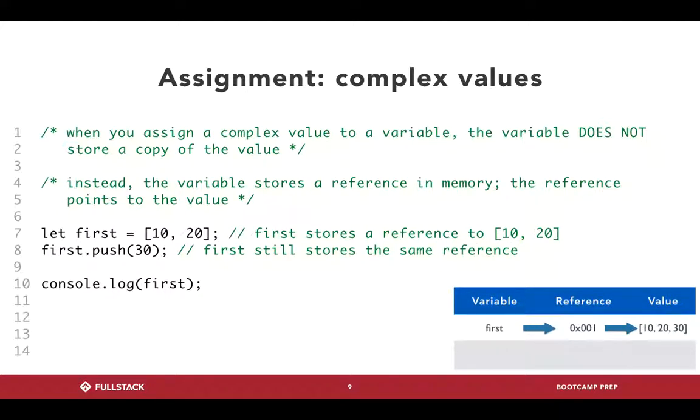If I then change the first array, by saying first push 30, what JavaScript will do is say, okay, great, variable, what's variable first pointing to? It's pointing to this reference. Okay, great, and what's the value at this reference? The value at this reference is 10, 20, an array. Let's push 30 into it. So now this value becomes 10, 20, 30, and if we just look at this still, the variable first is now equal to 10, 20, 30.